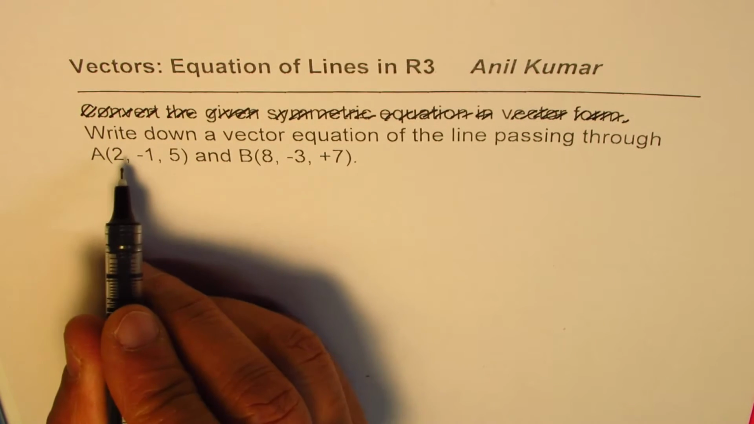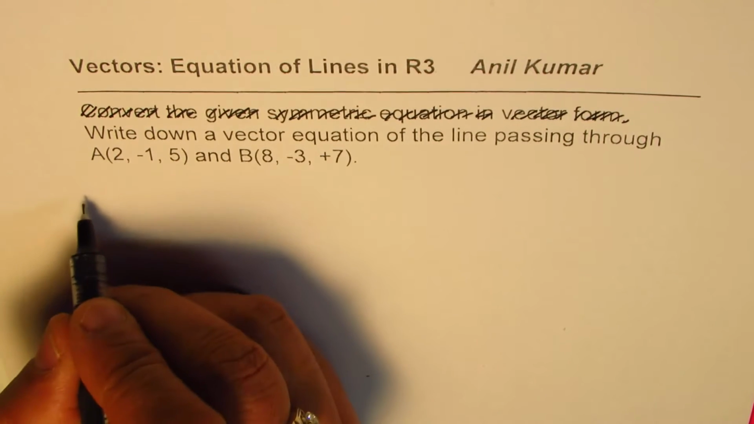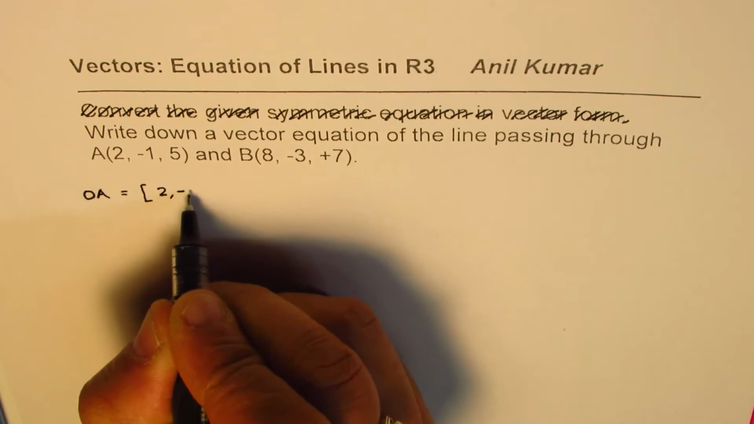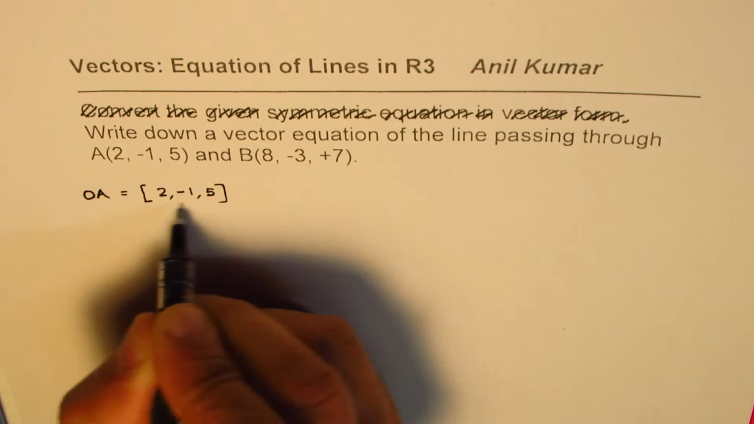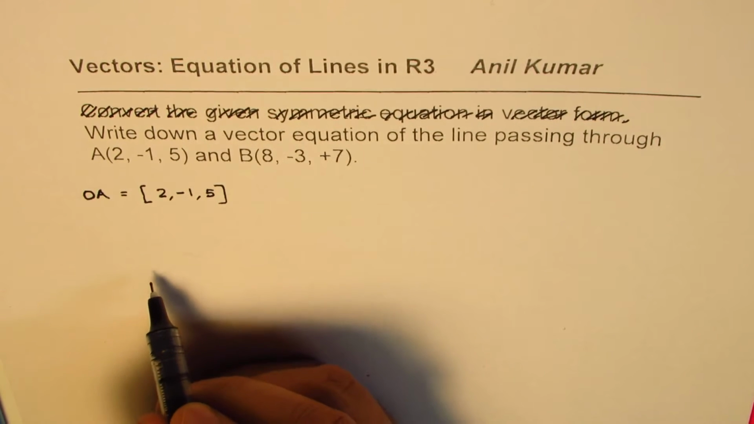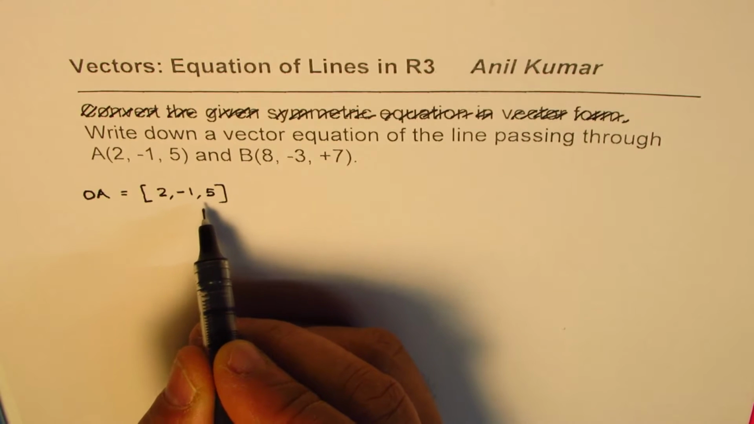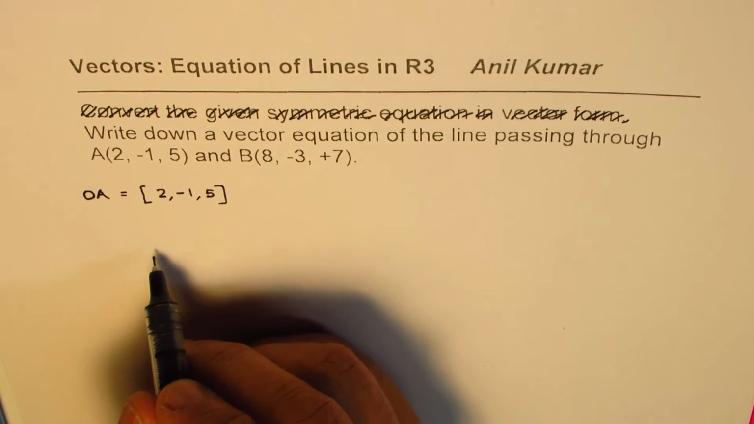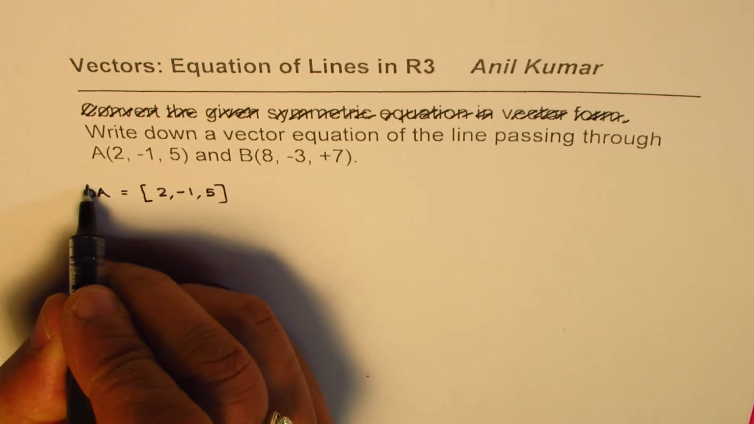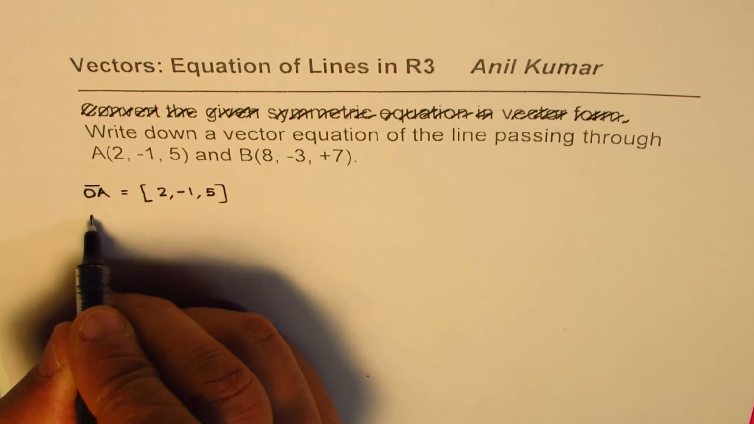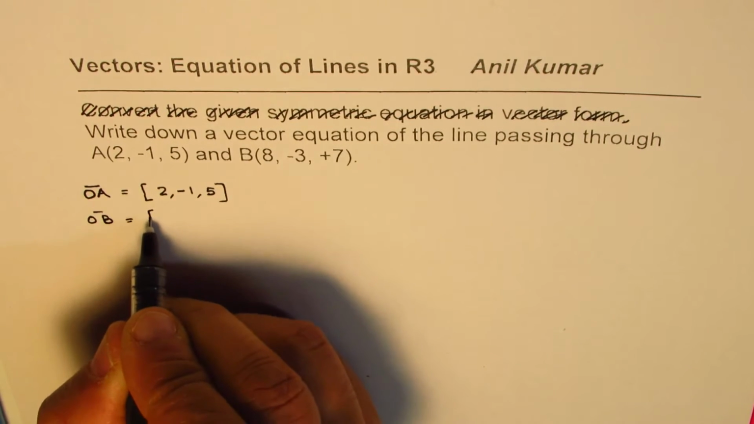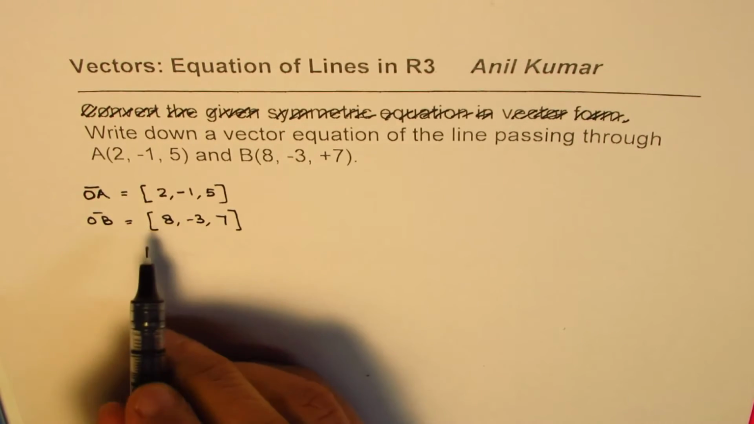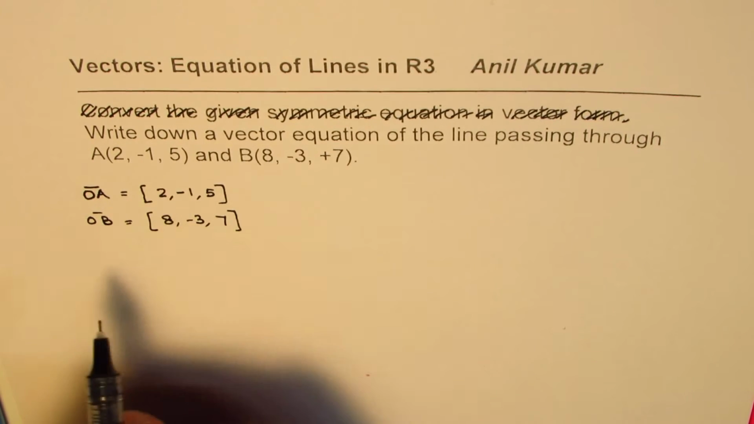So point A can be considered as a position vector. We'll say OA is the position vector (2, -1, 5). When I say position vector, it really means from the origin to the coordinate A. So the tip of the arrow is at A, and it starts from the origin, right? So OA is this, and OB will be equal to (8, -3, 7). So these are the 2 points, and the line is going through, touching these 2 points, right?